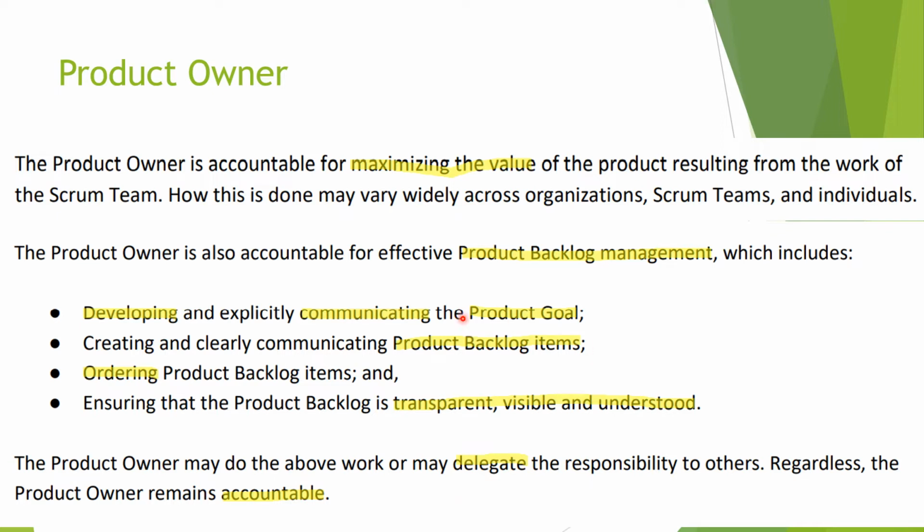See how clearly they're saying it. You are not only developing it, you are explicitly communicating the product goal as well as the product backlog items. That makes a lot of difference. Creating is different and communicating is different; you have to do both effectively, then rank it, make it visible to everyone, and ensure that everybody understood it. The product owner may do the above work or may delegate it, but finally the person is accountable for all the activities.